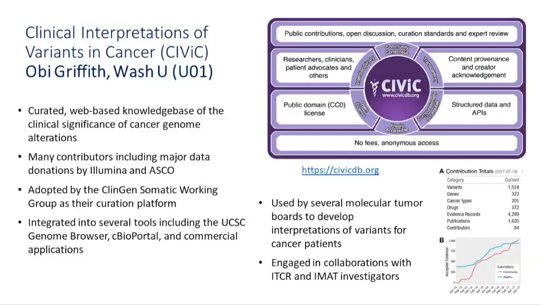All of the information available through CIVIC is free, and while much of it has been curated by the WashU team, there's also a great deal of information that's been contributed through several major data donations, including those from Illumina and ASCO. The tool has also been adopted by other groups who work on genomic variants, and that includes the ClinGen Somatic Working Group. The CIVIC team has been a particularly collaborative member of the ITCR program, and their tool has been integrated with several other tools in ITCR, including cBioPortal and the UCSC Genome Browser.